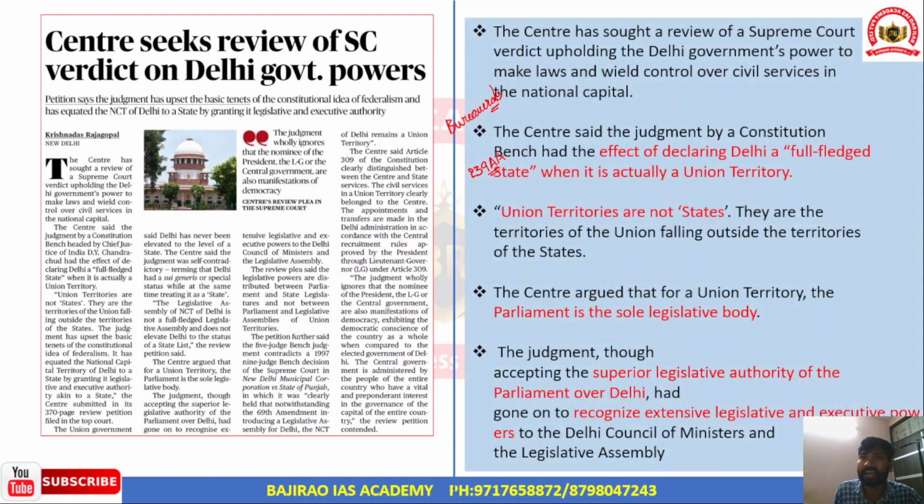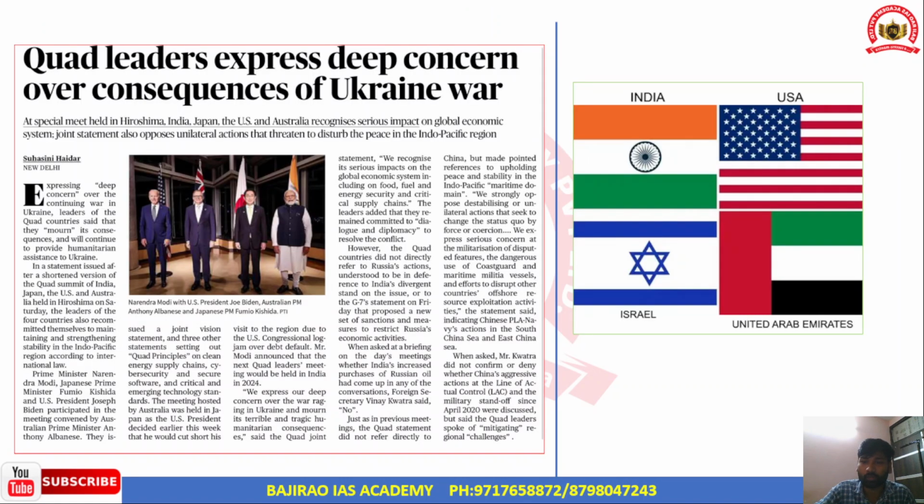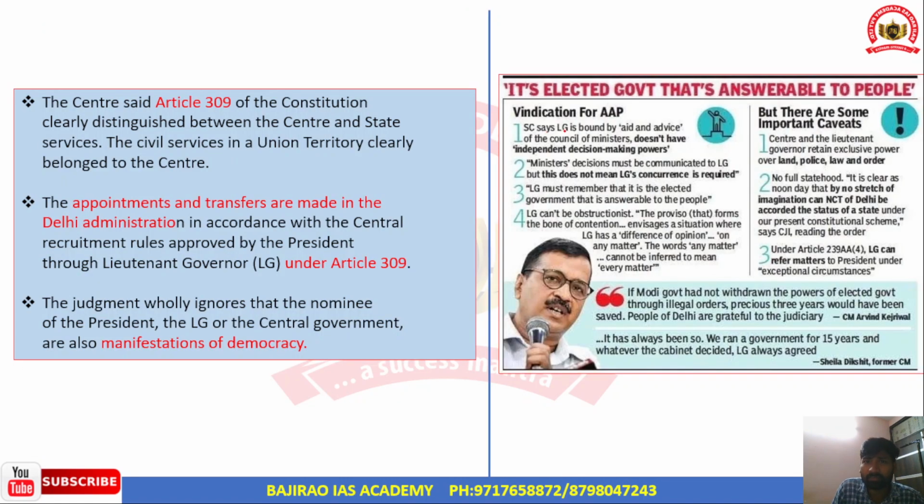Now in this scenario, the center has sought a review petition of the recent Supreme Court judgment. Okay, so recently the Supreme Court held that the lieutenant governor is bound by the aid and advice of the council of ministers. So the issue is actually the control over the bureaucrats. The center says that since the administration or the service rules are governed by the union government in the union territories, the bureaucrats are under the control of the central government.